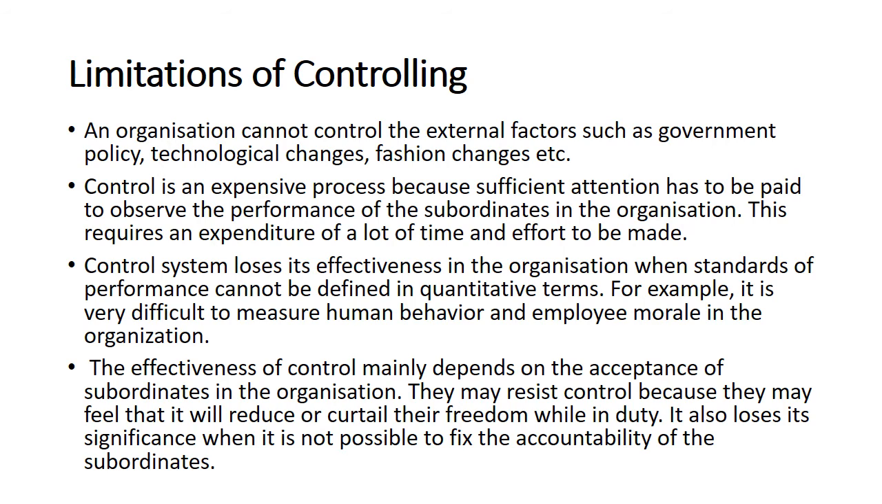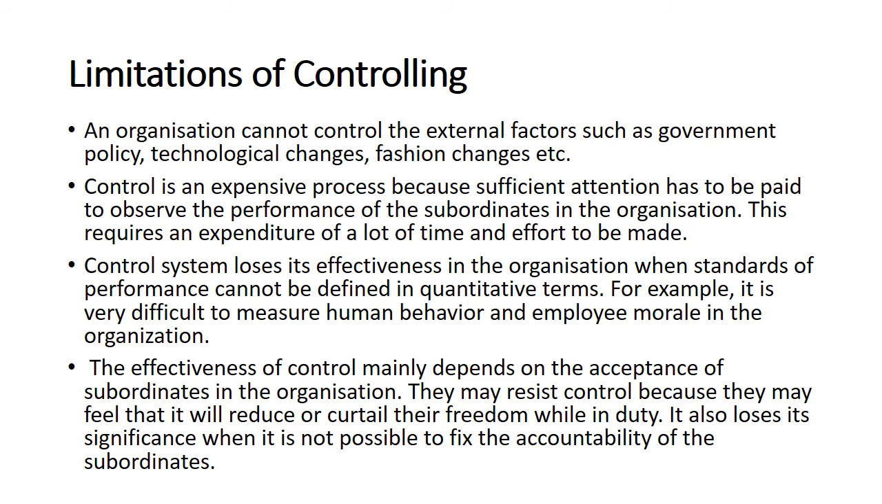The control system loses its effectiveness in the organization when standards of performance cannot be defined in quantitative terms. For example, if the standards are not clear to the subordinates, quantitatively it will be clear, but qualitatively it may not be clear. For example, it is very difficult to measure human behavior and employee morale in the organization. That means it is quality, which is not clearly defined. It is difficult to define.